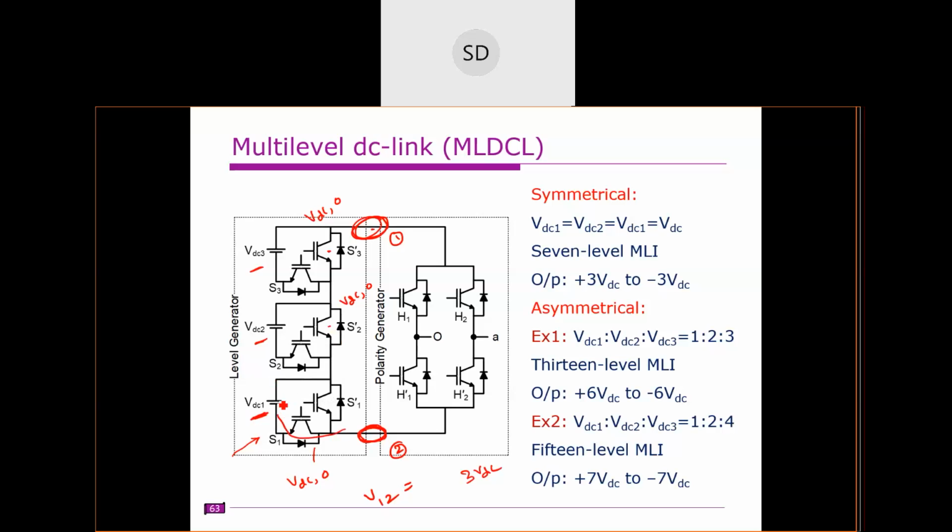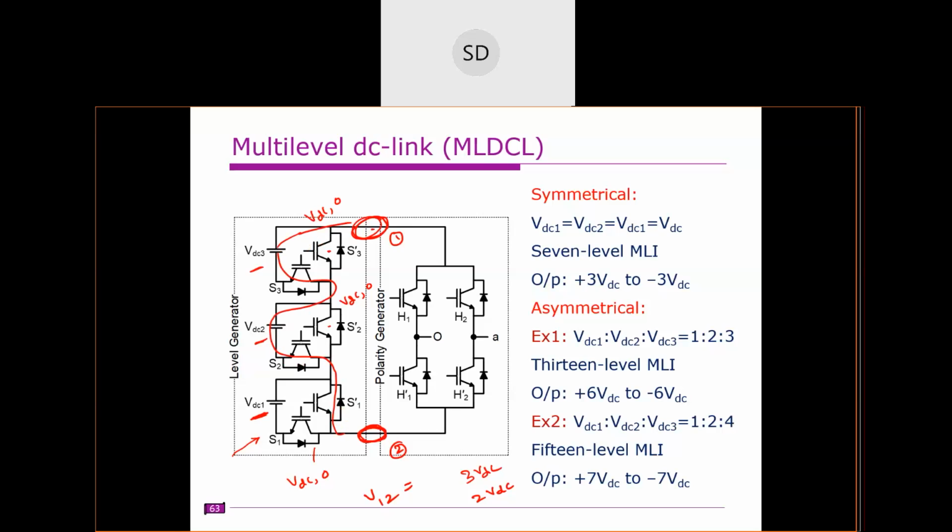Let us assume the path goes like this. Now we bypassed the third source, that is VDC3. So this is to obtain 2 VDC. But there is another path, not only this one. You can go like this. This is another path.